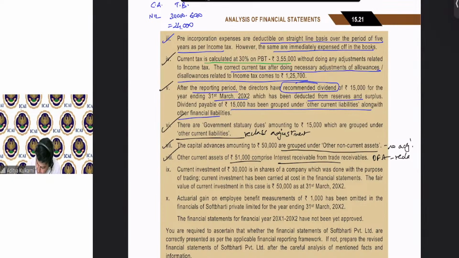Reclass. No deferred tax implication, nothing. Okay. Current investment of 30,000 is in shares of a company which was done with the purpose of trading. Current investment has been carried at cost in the financial statements. Fair value of current investment in this case is 50,000 at 31st March 20x2.